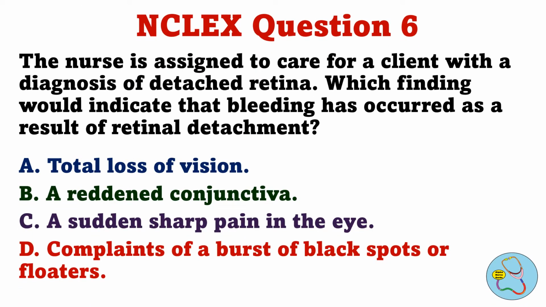Question 6. The nurse is assigned to care for a client with a diagnosis of detached retina. Which finding would indicate that bleeding has occurred as a result of retinal detachment? A. Total loss of vision. B. A reddened conjunctiva. C. A sudden sharp pain in the eye. D. Complaints of a burst of black spots or floaters.